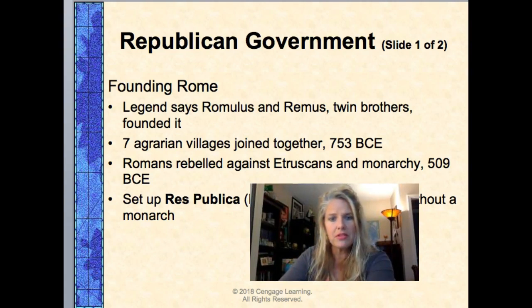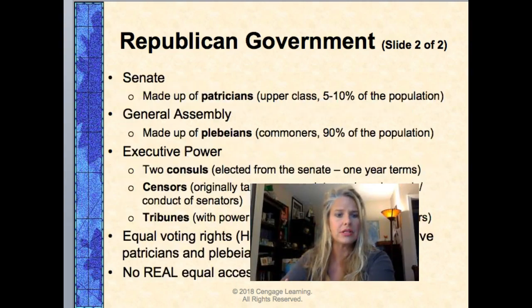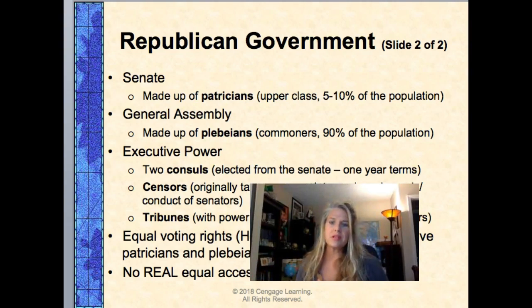Okay, 7 agrarian villages joined together. They set up res publica, or the Latin for a republic, a state without a monarch. Okay, Republican government, we have the Senate. They're made up of patricians, 5 to 10% of the population. They're the wealthier, well-educated General Assembly.